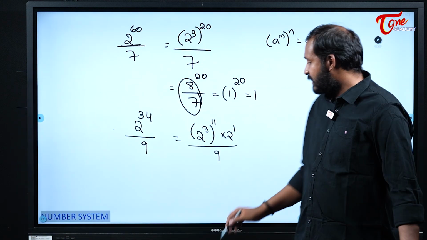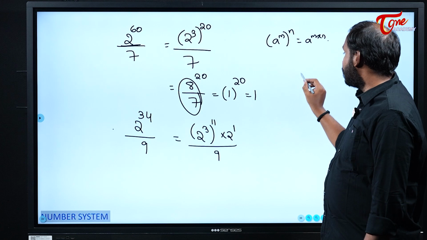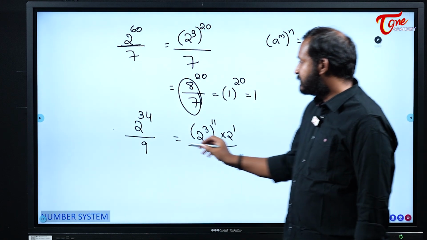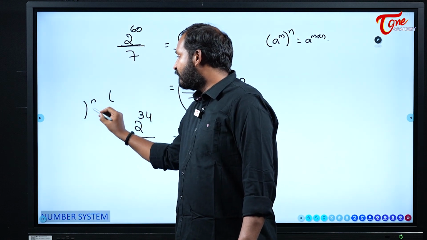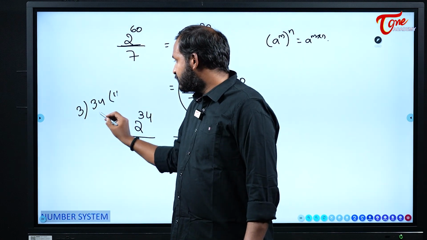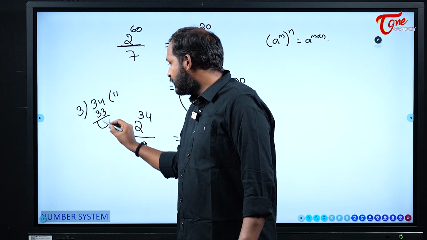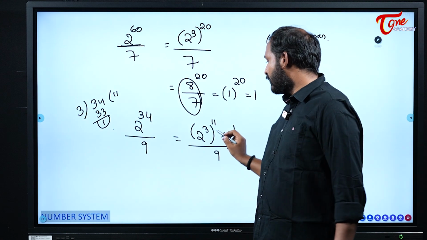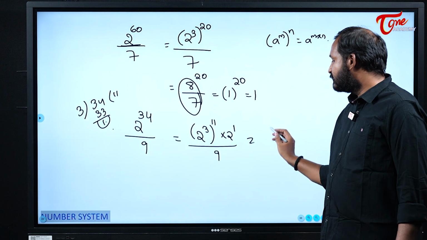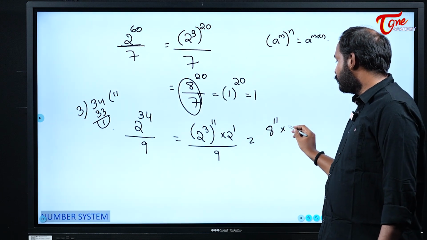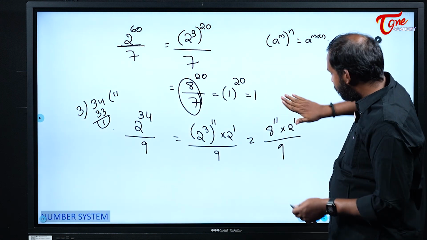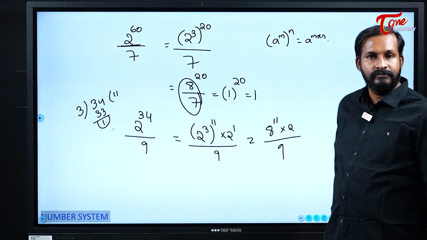Right. So, now what is happening in this case? Here my requirement is 2 cube. So, I have simply split the power, nothing more than that. See how I have split that one. I have 34. So, my requirement is 3. So, 11 is 33 and the remainder is 1. So, 2 cube power 11, and this remainder I have written separately. So, now it becomes 8 to the power of 11 into 2 to the power of 1 by 9, or else 2 by 9, right.